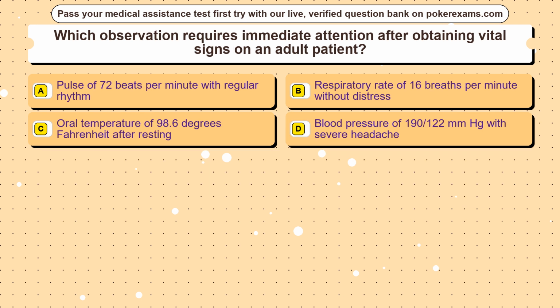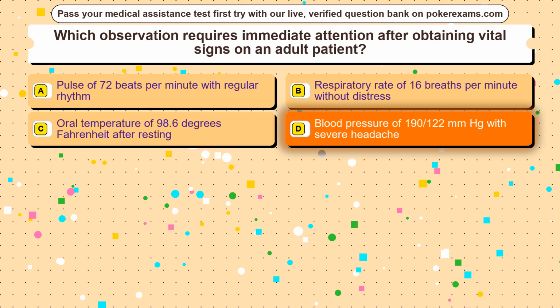Question 34. Which observation requires immediate attention after obtaining vital signs on an adult patient? Option A. Pulse of 72 beats per minute with regular rhythm. Option B. Respiratory rate of 16 breaths per minute without distress. Option C. Oral temperature of 98.6 degrees Fahrenheit after resting. Option D. Blood pressure of 190/122 mmHg with severe headache. The correct answer is option D.